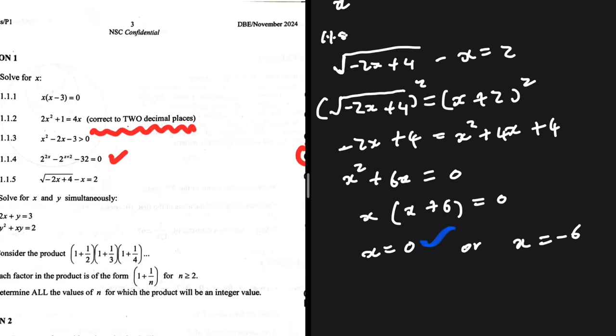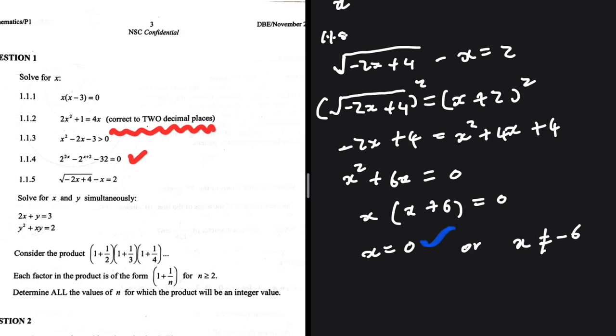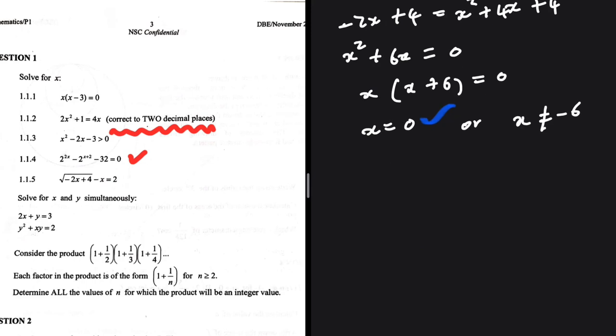So the square root of minus 2 multiplied by minus 6 plus 4, minus minus 6, right? Because that 6 is negative. And then here I get 10. 10 is equal to 2? Obviously 10 is not equal to 2. So x equals minus 6 is not necessarily true for the equation that we started with. That is 1.1.5.